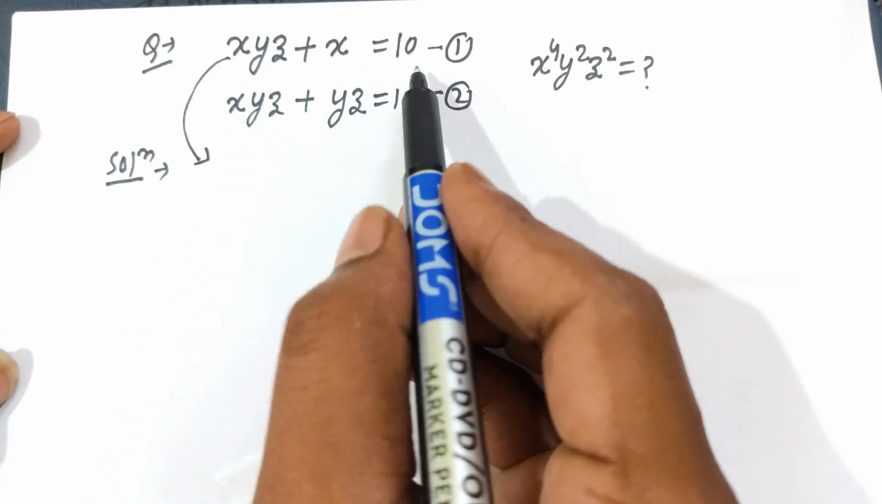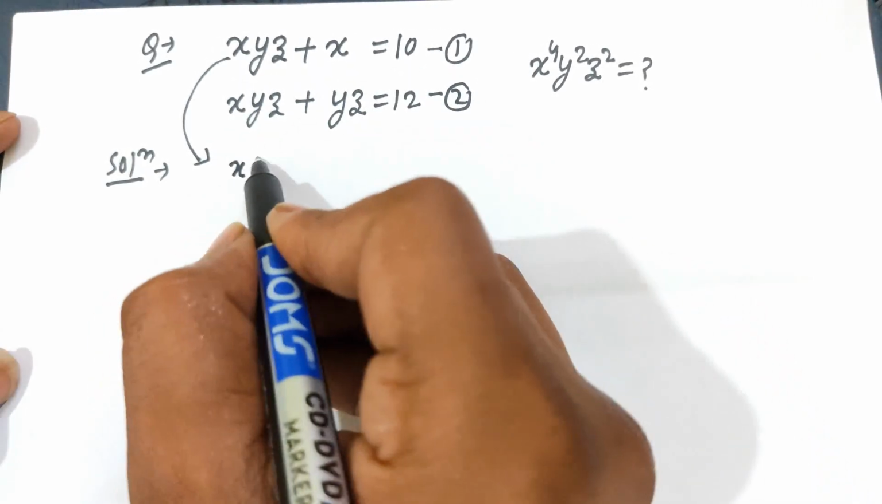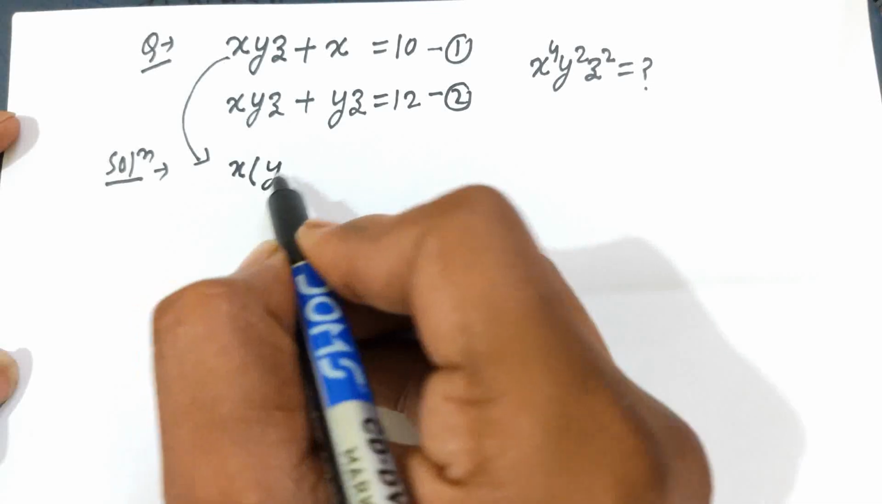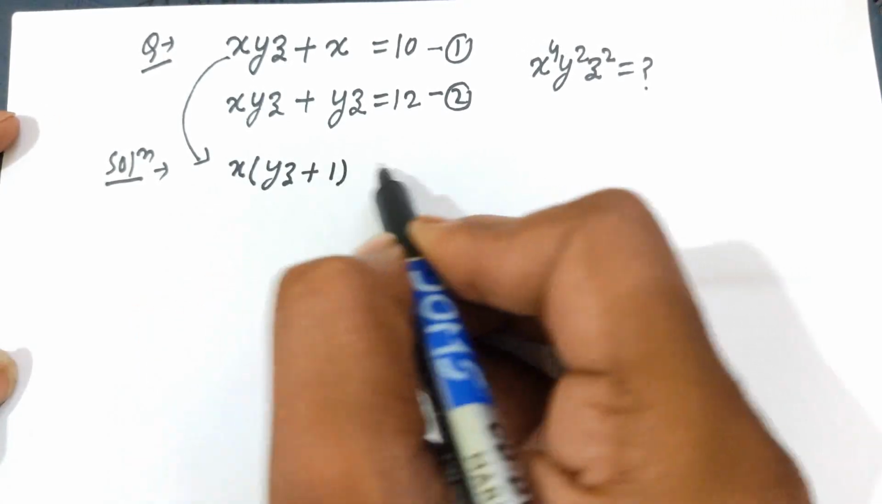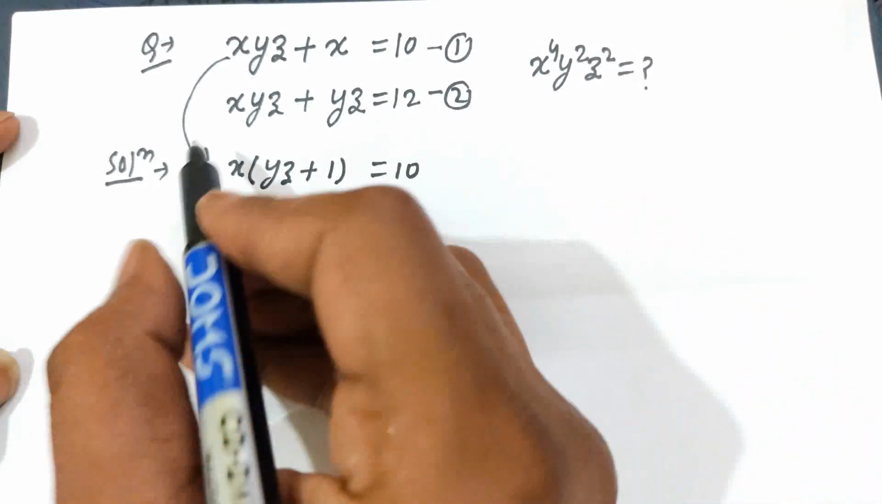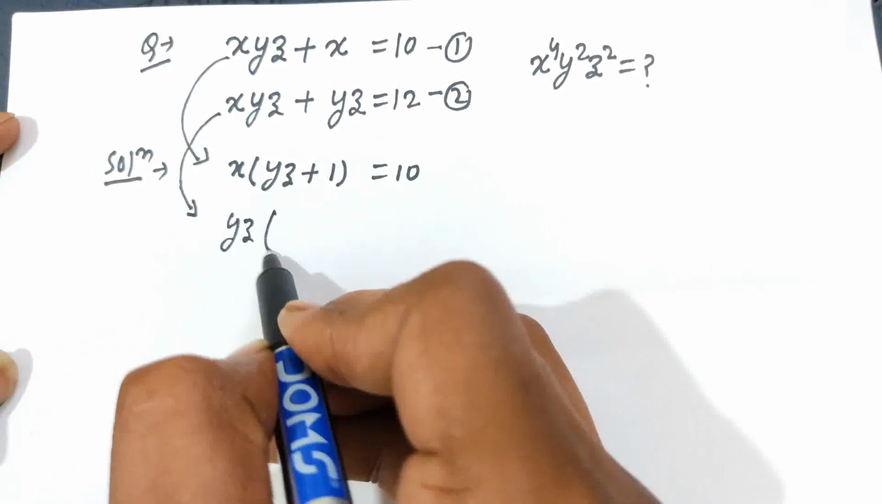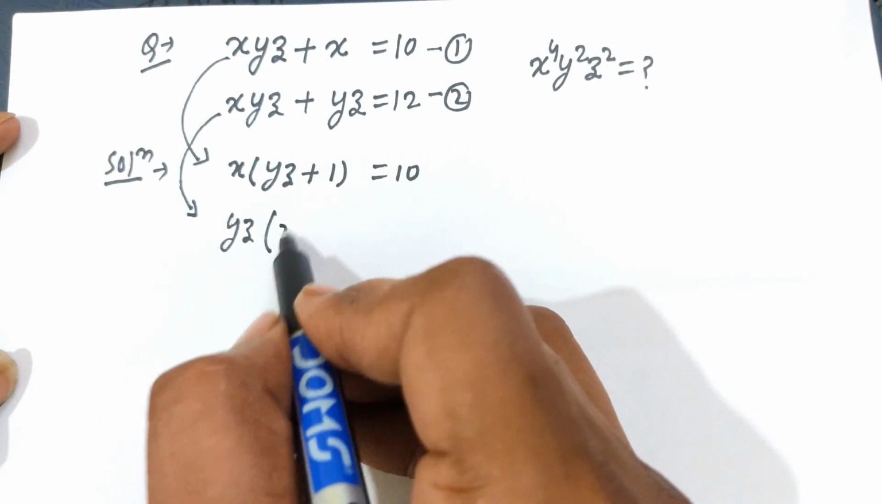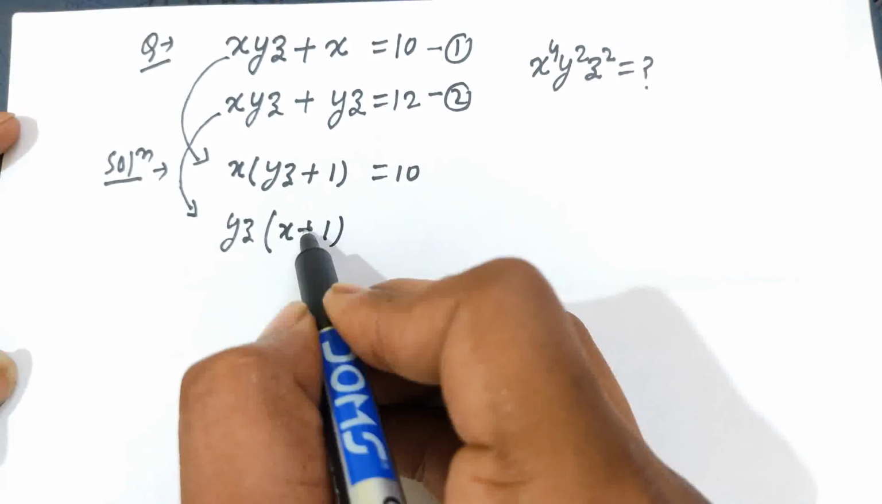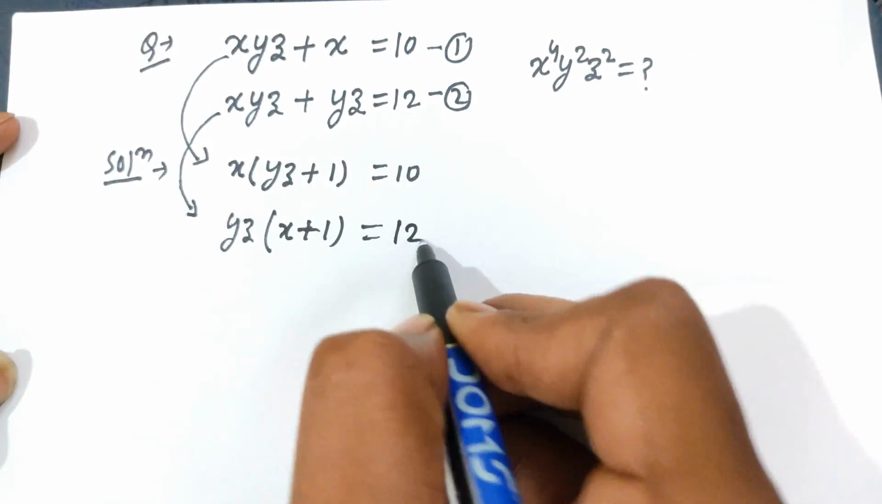Look carefully, this equation first. X is common. If we take x common, then y times z plus 1, and this is equal to 10. And look carefully at equation second. Here y times z is common. If we take y times z common, then here x plus 1, and this is equal to 12.